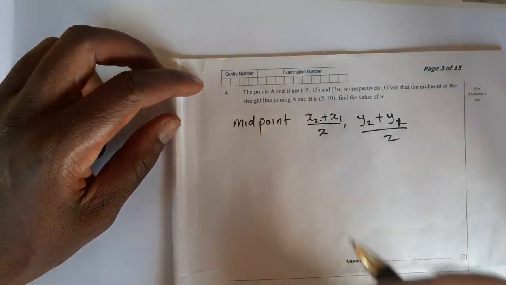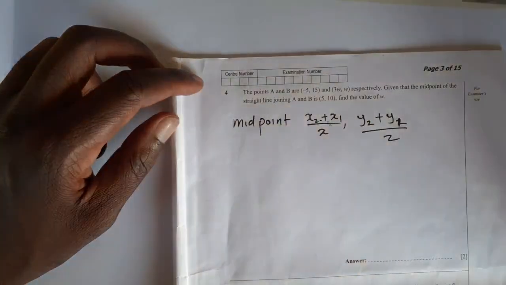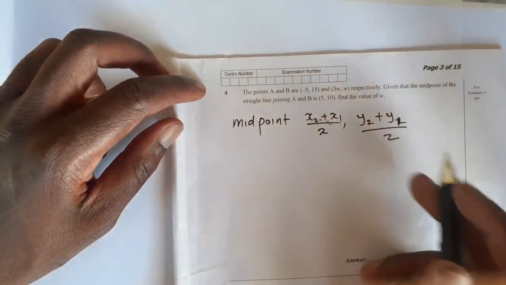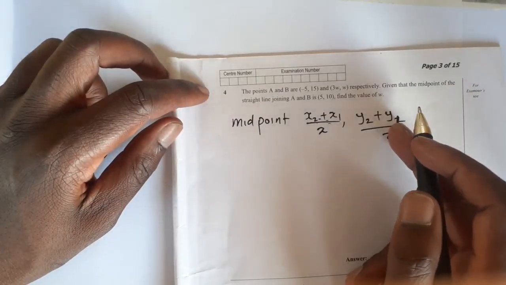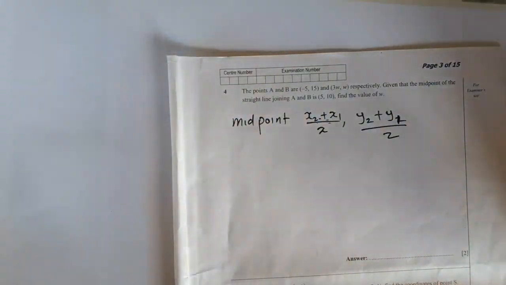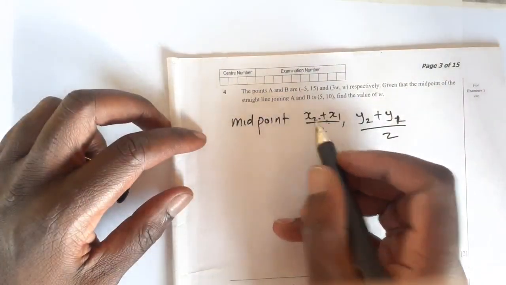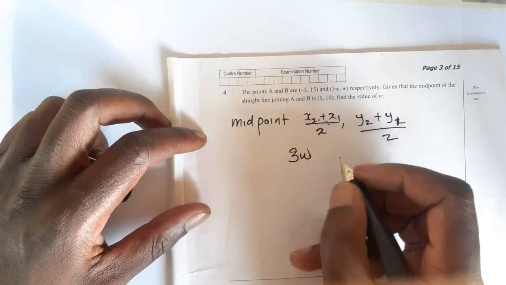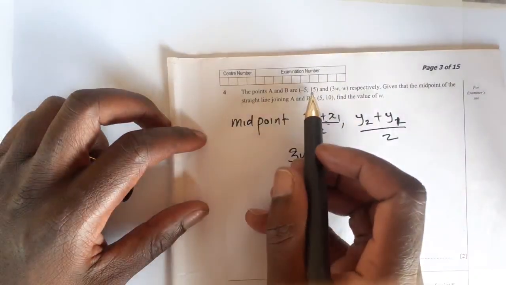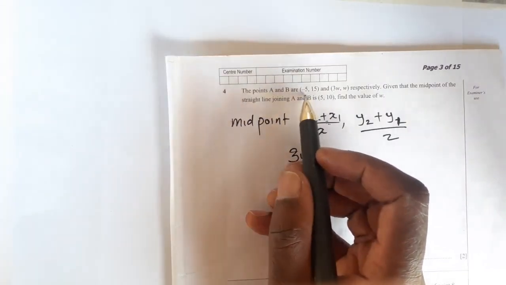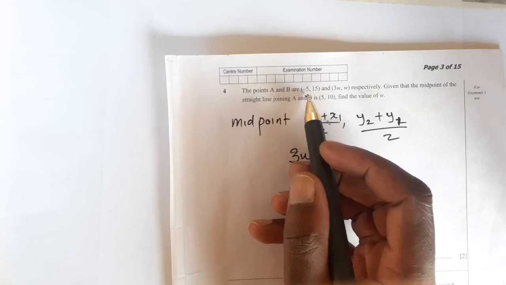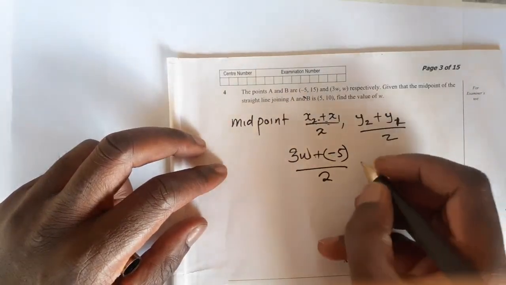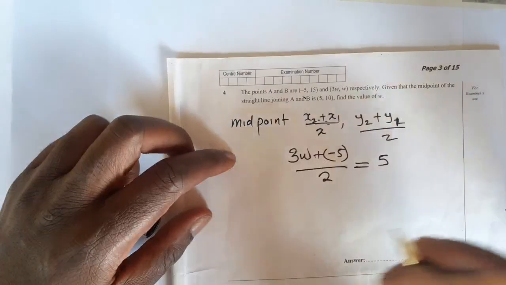So now, to find the value of w here, we can either use this one, because we also have w, or we can use this coordinate. Whichever you use. So here we can use the first one. What is our x2? Our x2 is 3w plus, what is our x1? X1 is minus 15, which is minus 15 divided by 2. This must give us the x coordinate, which is 5.